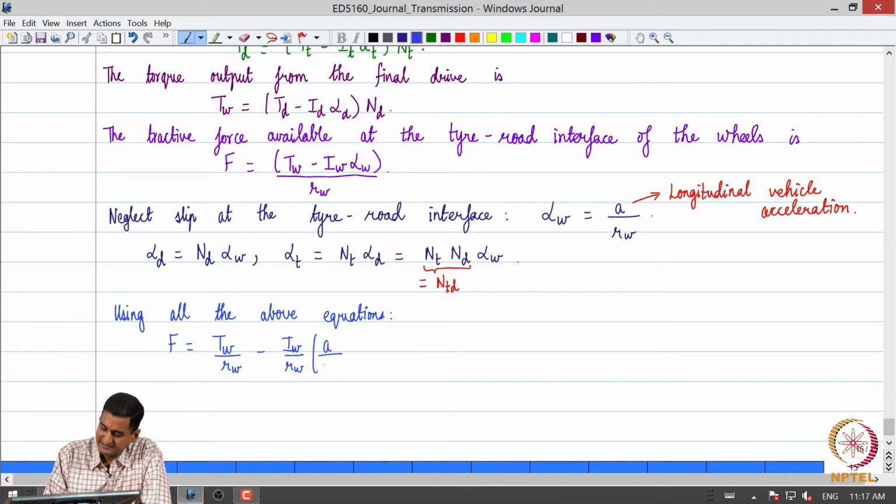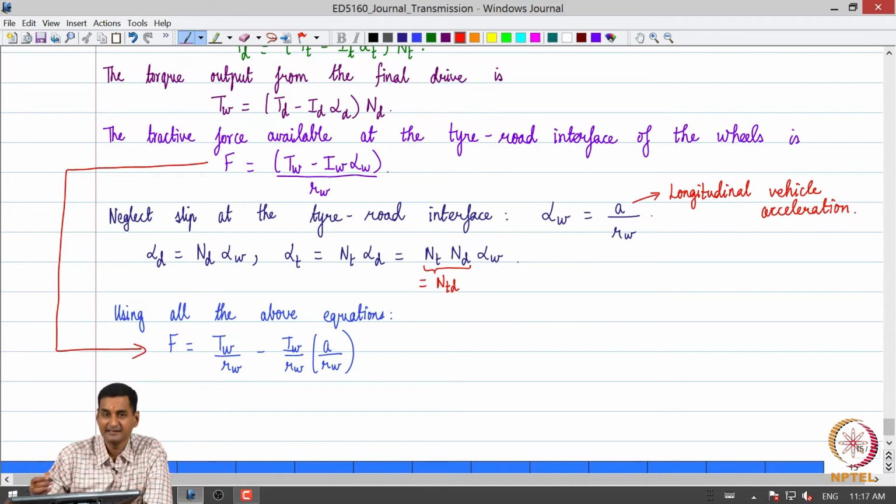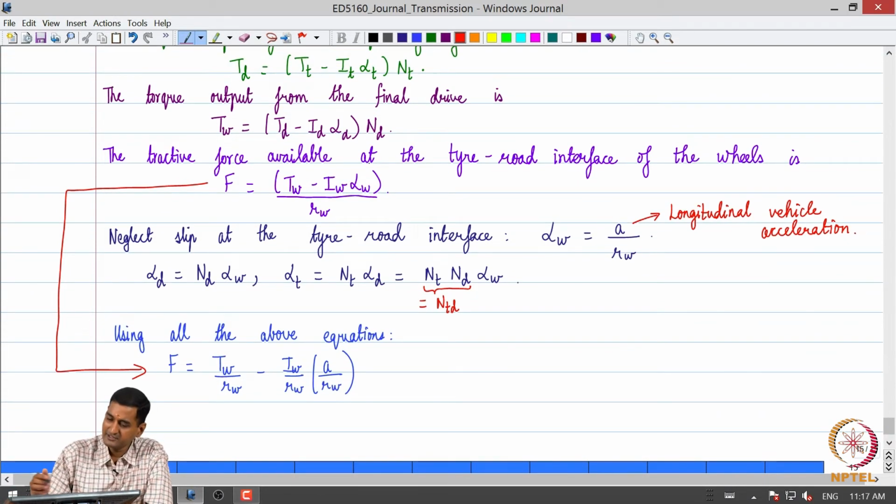It is nothing but A divided by Rw, right, we just observe that. So, what am I doing? I am just taking this equation and rewriting it. I am just substituting for alpha w, right. Now, we go up and then substitute for Tw.